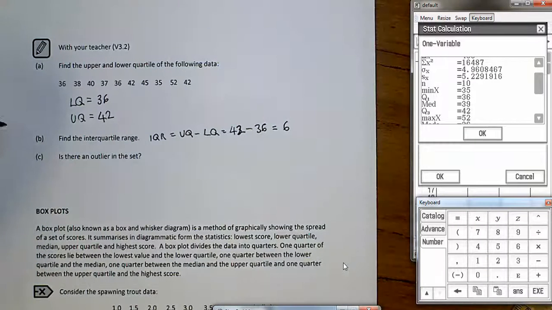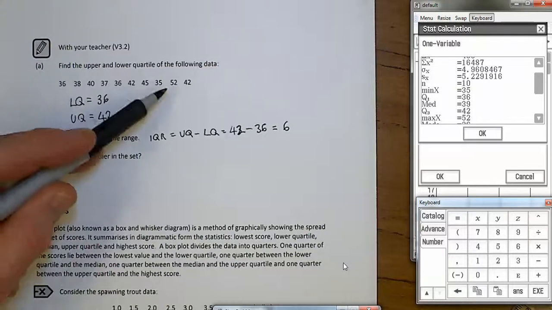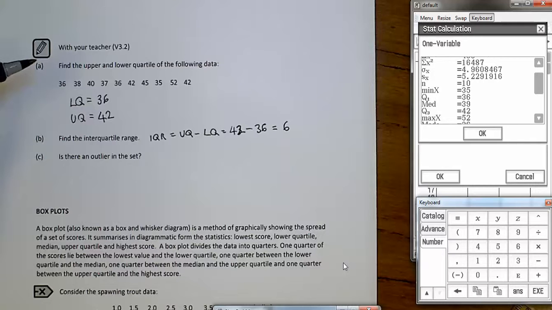Now let's have a look, and we can see there's not many scores below 36, and the nearest one is 35. That's very close to 36. That's unlikely to be an extreme value. On the other hand, the upper quartile is 42, and we have got a score here of 52. I wonder if that is more than 1.5 interquartile ranges above the upper quartile. Let's have a look.